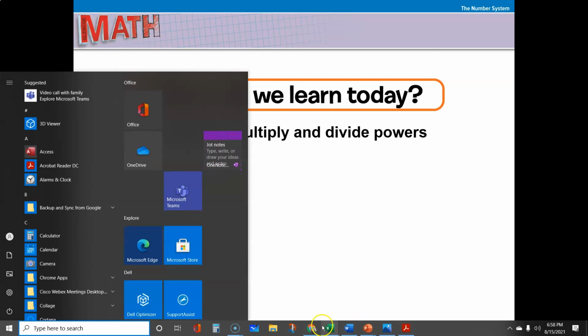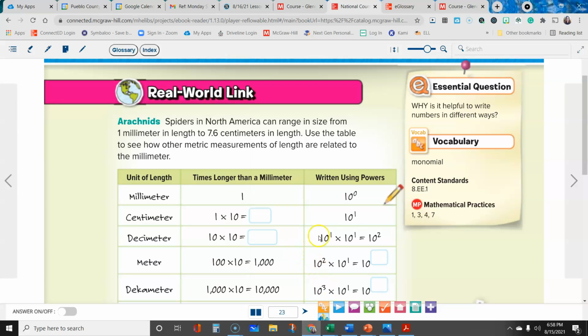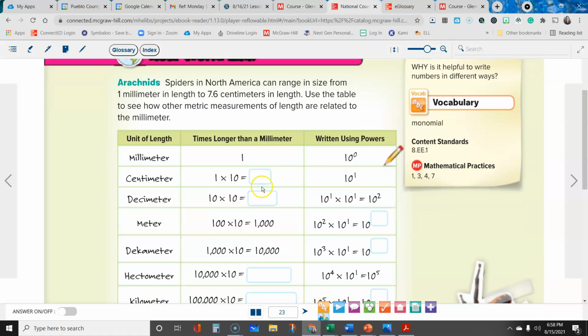Look at page 23 in your book. We're going to talk about spiders in North America. Spiders in North America can range from 1 millimeter to 7.6 centimeters in length. Use the table to see how other metric measurements of length are related to millimeters.